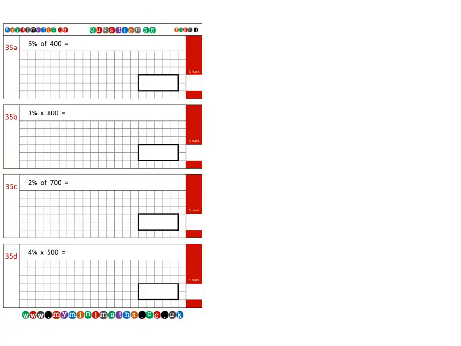And today we're going to be looking at the Arithmetic 16 question 35 practice question, which is calculating a percentage of a whole number. So the first question, question 35a, is 5% of 400.